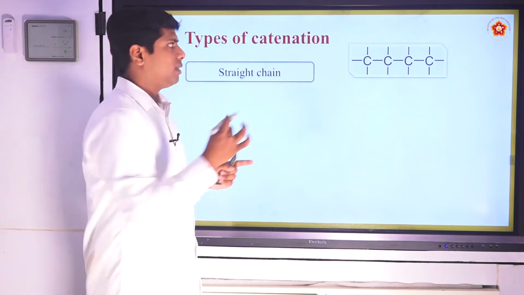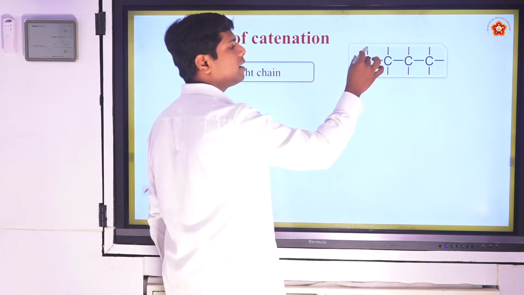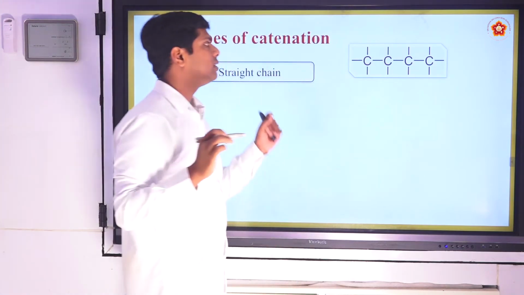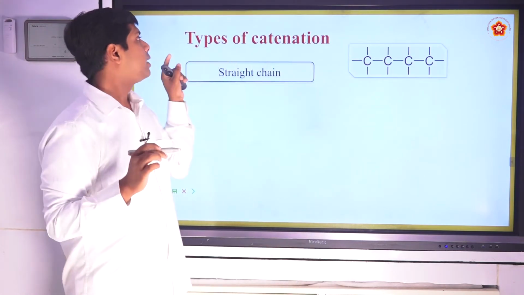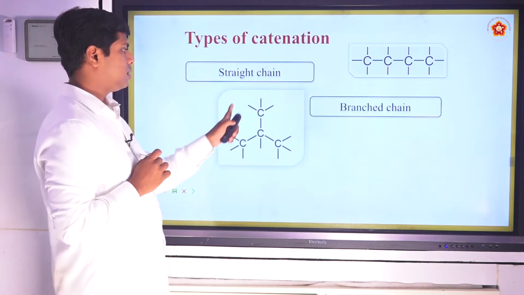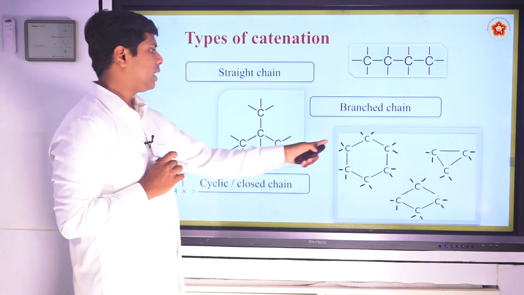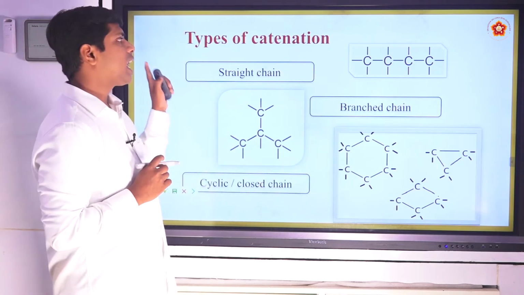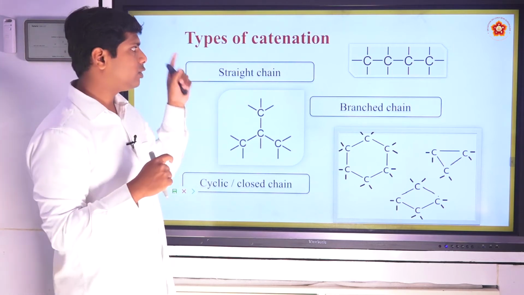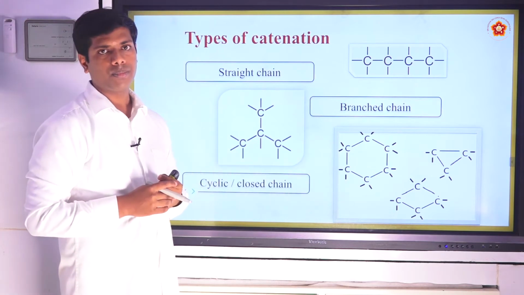One is straight chain. If the links developed between the carbon atoms are in a straight chain, then it forms a straight chain. This is one of the types, that is straight chain. Second is branched, links may be developed in a branched way. Third type is maybe in a cyclic way. Types of catenation, remember what is catenation, and based on their links they are divided into three types. One is straight chain, one is branched, one more is closed chain.